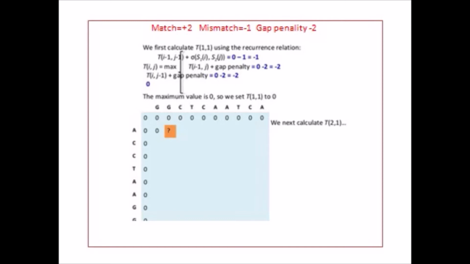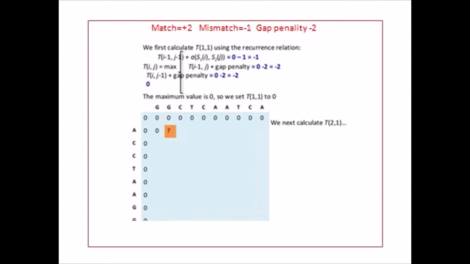First, T(i-1, j-1) plus S(S1i, S2j) is equal to 0 minus 1, that is -1. Second, T(i-1, j) plus the gap penalty, that is 0 minus 2, equal to -2. Third, T(i, j-1) plus the gap penalty, that is 0 minus 2, which is -2. And fourth is 0. Out of -1, -2, -2, 0, 0 is the maximum value. Hence, we set T1,1 to 0.